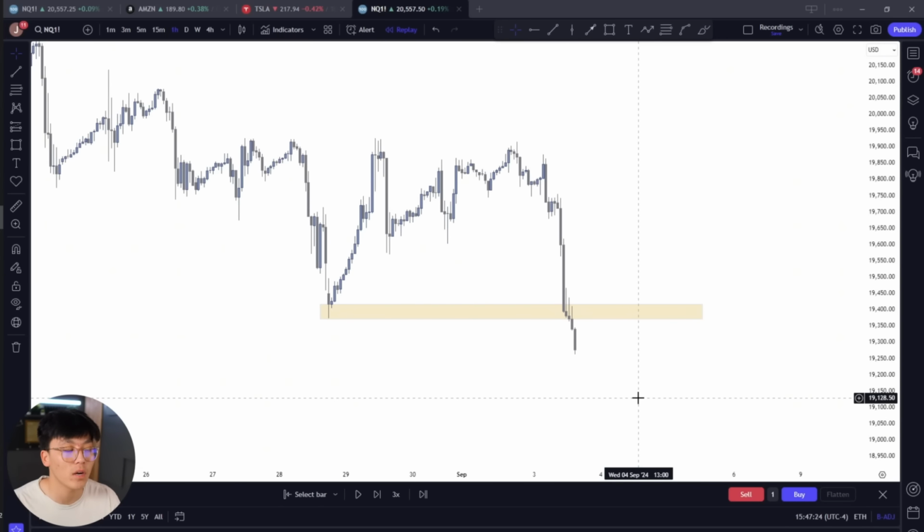A lot of people ask, right, do I draw a level? Do I draw an area? I personally like drawing out areas because it gives a little bit more room, especially on the higher time frames. Once you go into the lower time frames, you can get those nice precise entries.